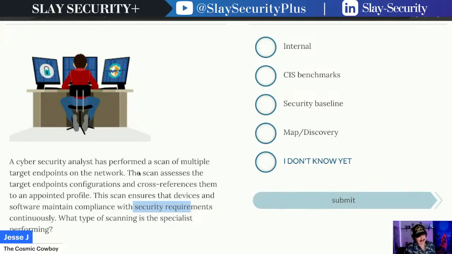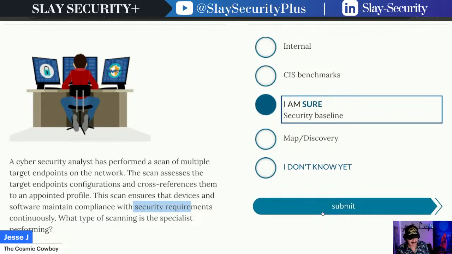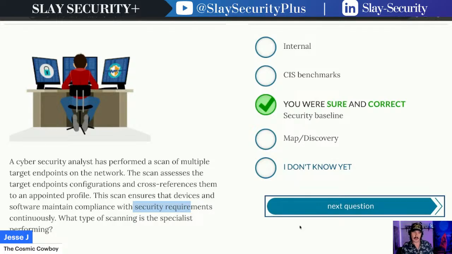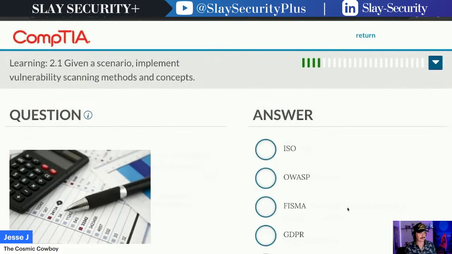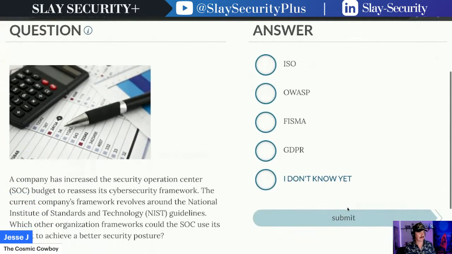It's simply asking us, we're performing a scan. That scan is scanning the endpoints, and then it is cross-referencing them with the golden image, something that is already set, a baseline. So I think DJ BSec is right. I'm going to go with security baseline as well. Let's send it. Here we go. Here we go again.